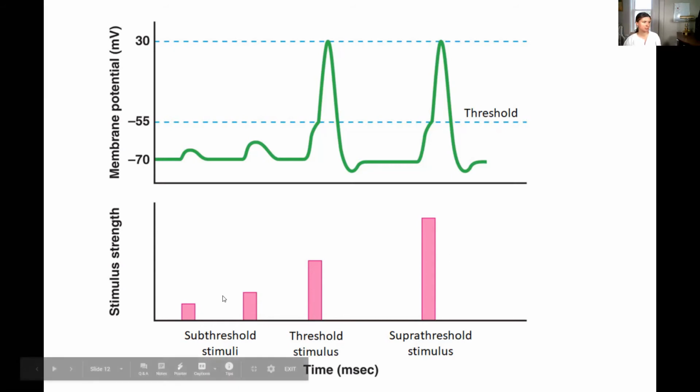We can see we have two sub-threshold stimuli. They don't get us to negative 55, so we would have no action potential. A threshold stimulus gets us to negative 55. So boom, we have an action potential. This super threshold stimulus also gets us to negative 55, so boom, we have an action potential. But this action potential is the same as that first action potential. They look the same. They get to positive 30. We don't shoot up higher just because the stimulus was stronger.